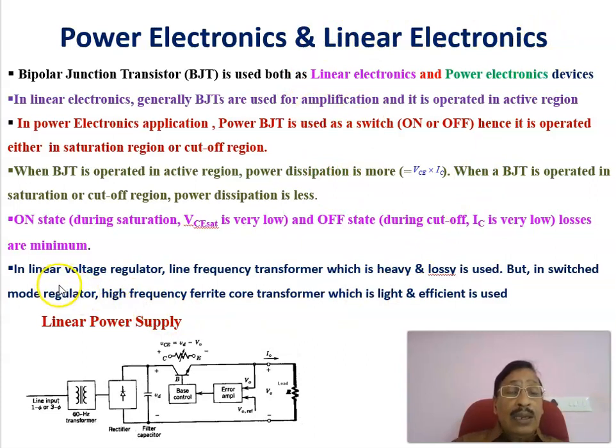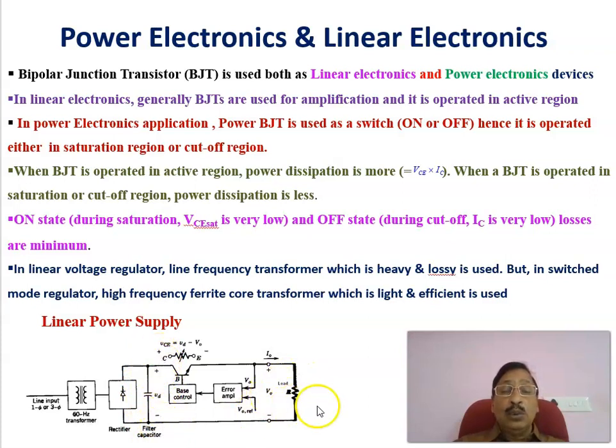Therefore, in a linear power supply system, what we are using in the lab, the linear power supply, LPS, here you can see that the input voltage is first stepped down by using a transformer which is operated at line frequency, and the output of this transformer is rectified using a full wave rectifier, and that is filtered using a capacitor, so that we will be getting a fixed voltage at the output of this capacitor.